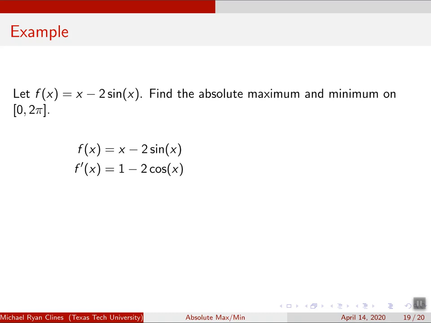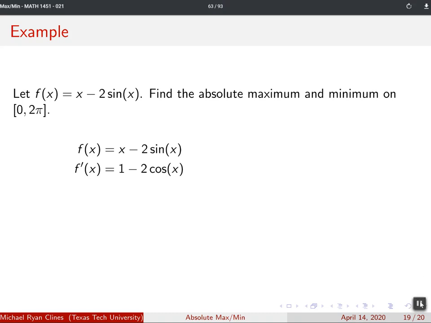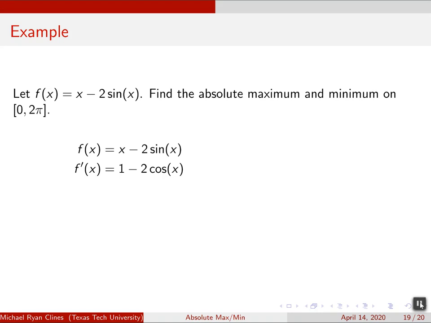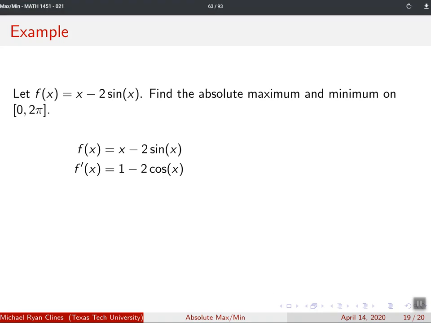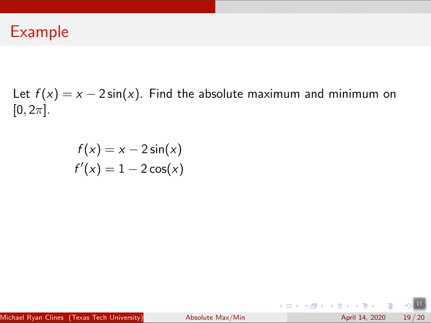1 minus 2 cosine of x is a continuous function, so it is definitely going to exist everywhere. And since it's going to exist everywhere, we do not have to worry about those critical points. We do not have to worry about the critical points that make this derivative not exist. We only have to determine where on this interval is this derivative equal to 0.